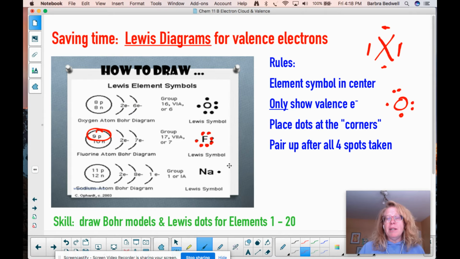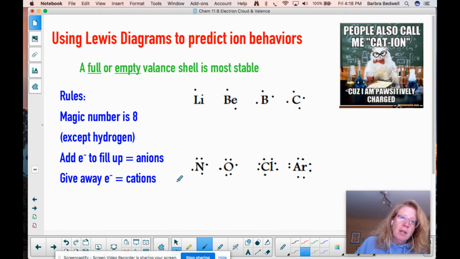This is what I really need you to be able to do: to draw Bohr model diagrams and to draw Lewis dot diagrams from them, so drawing Lewis structures or Lewis diagrams for elements. As we get going with this, what's nice is that we can then use this to predict some really important things about bonding.